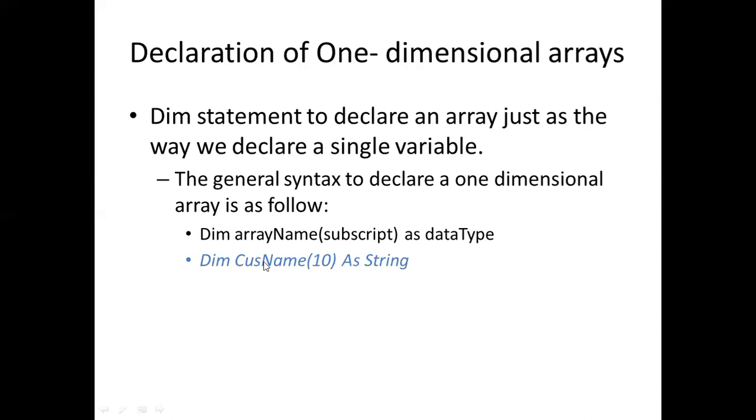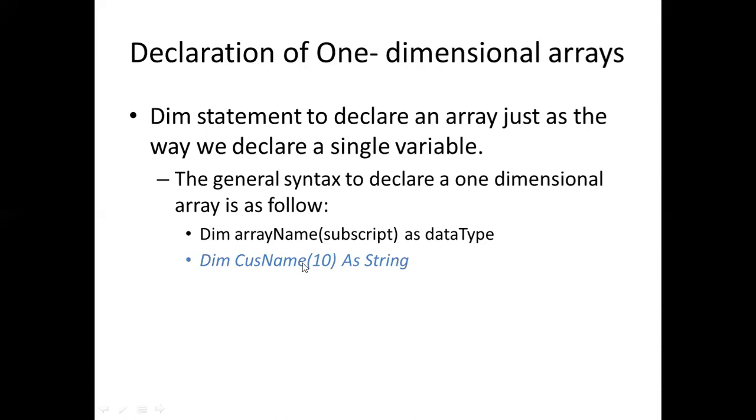And then you have customer name. Customer name now becomes your array name. And then you have your subscripts. The subscript is how many items are going to be stored. We are going to store 11 items or 10 items.